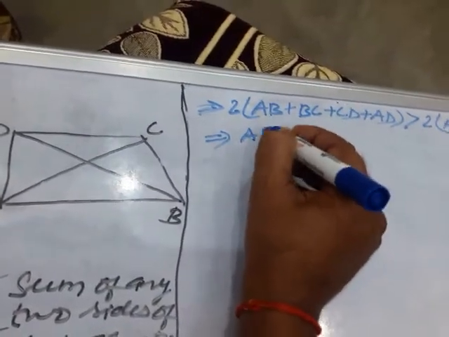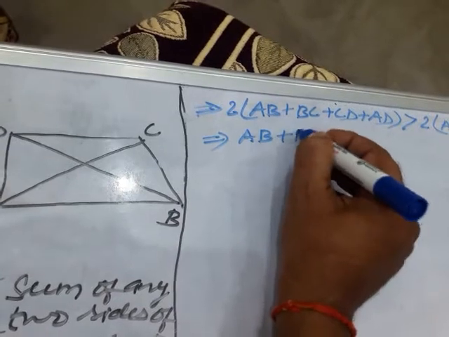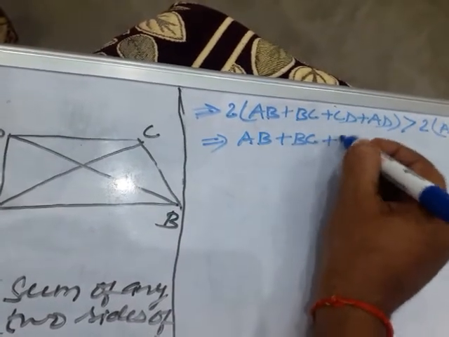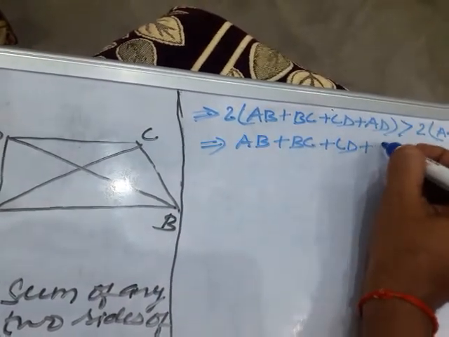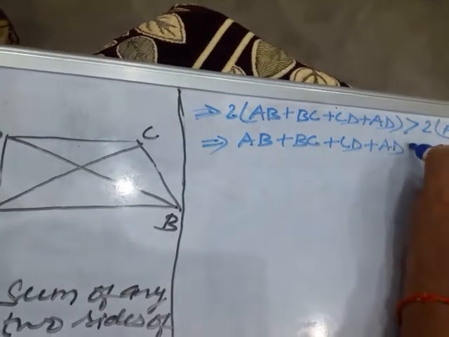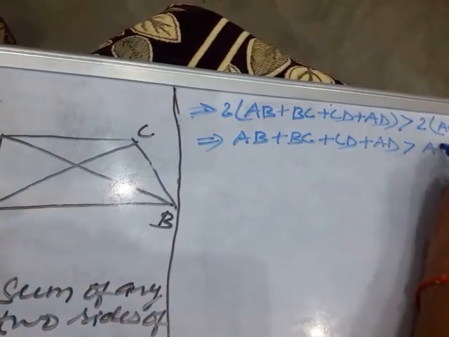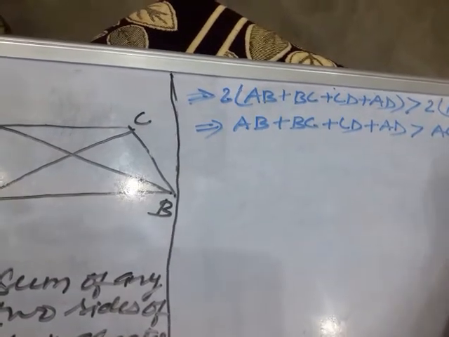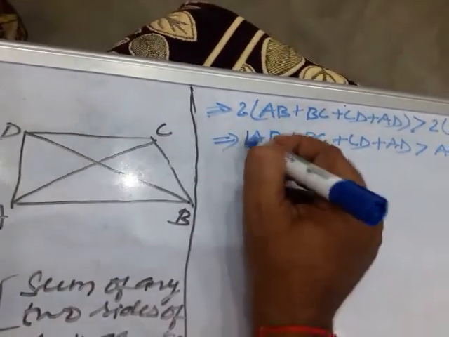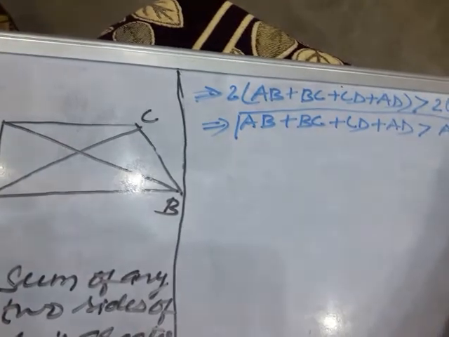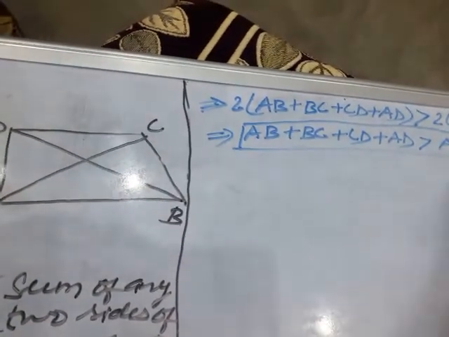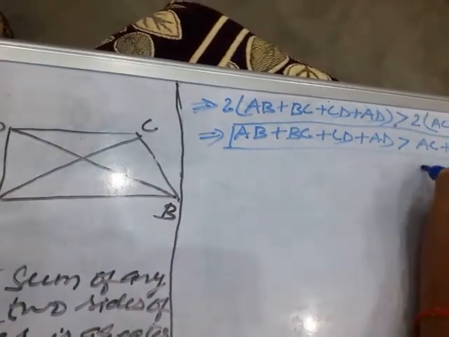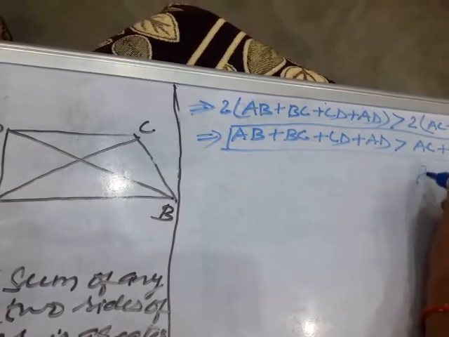AB plus BC plus CD plus AD is greater than AC plus BD, and that is what we have to prove. So children, clear? You have proved what we had to prove. What did you prove?